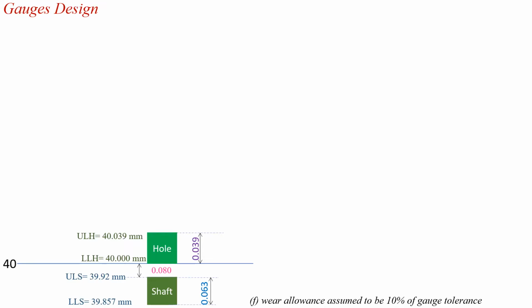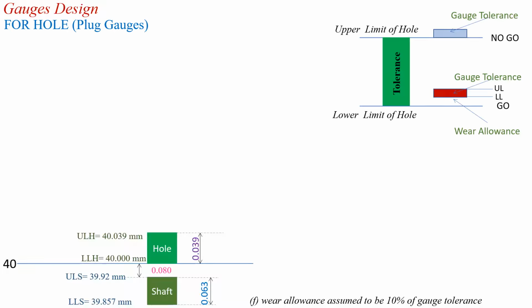We determined the limits of the hole as well as the shaft. So next we have to look at the gauge design. First we have to design the plug gauges for the hole. We know that there are two plug gauges: one is the go plug gauge and the second one is the no go plug gauge. Each plug gauge has a lower limit as well as an upper limit. This is the schematic representation of the go plug gauge and the no go plug gauge. Here the lower limit of the hole is 40 mm and the upper limit of the hole is 40.039 mm.